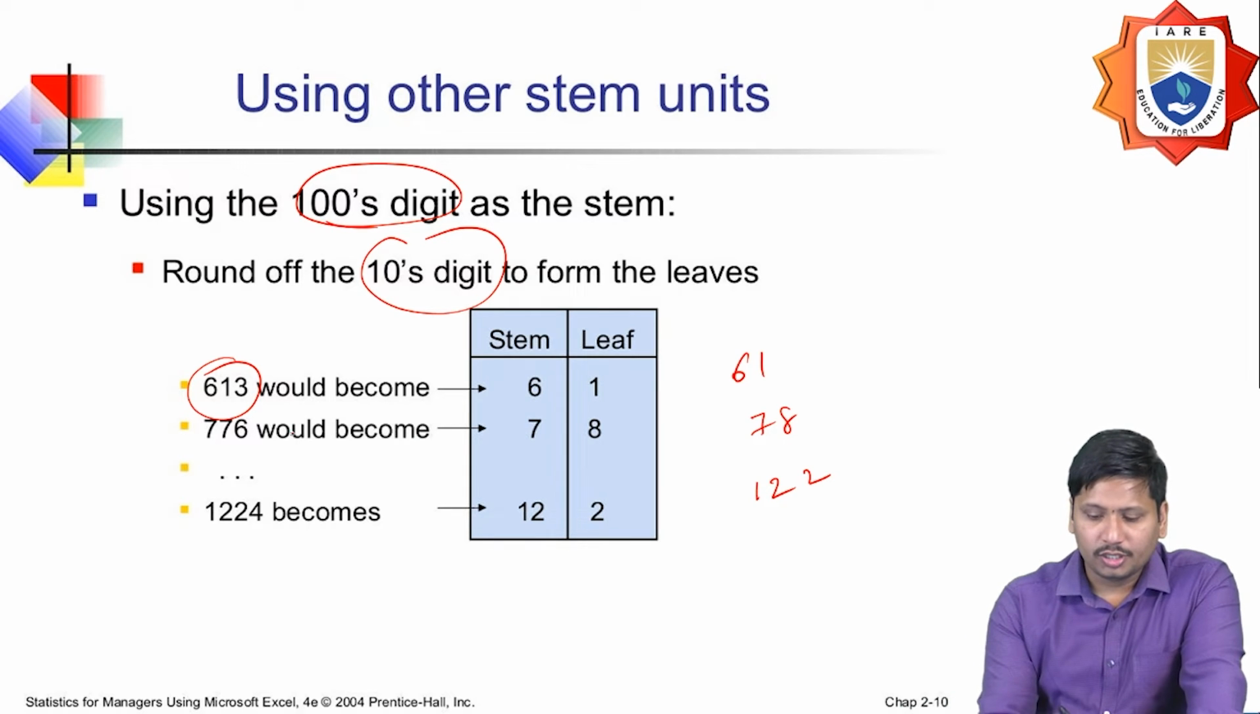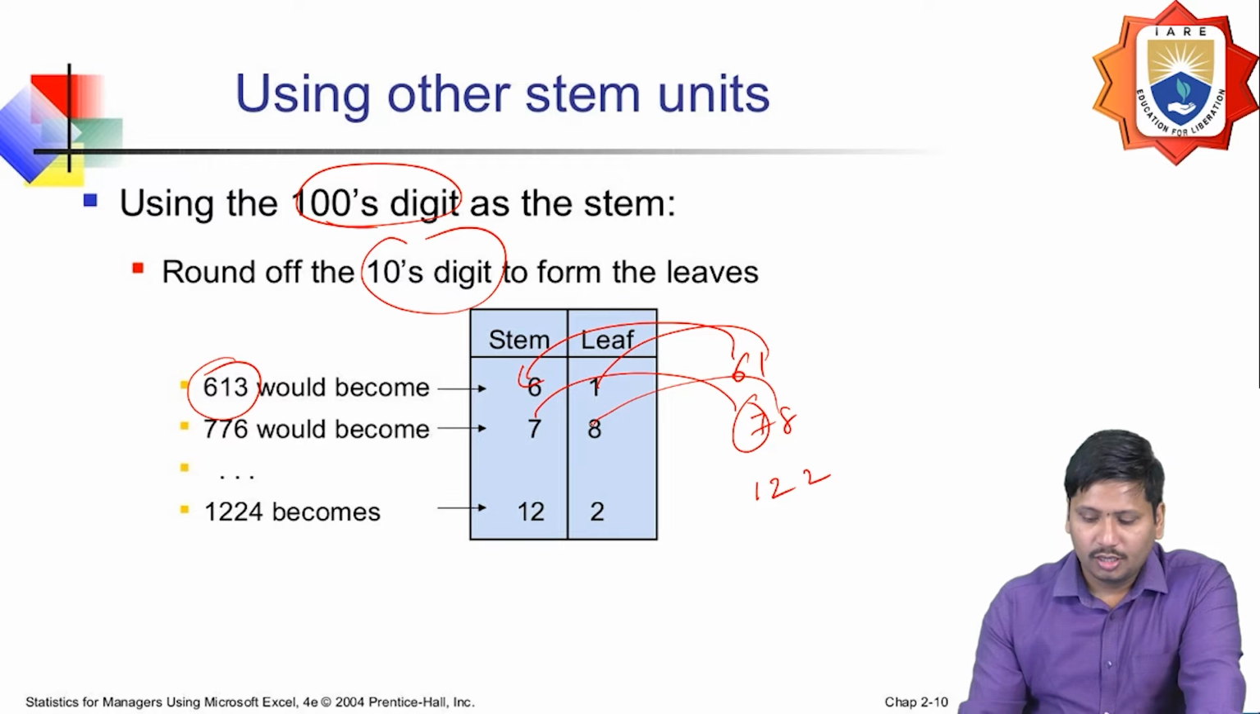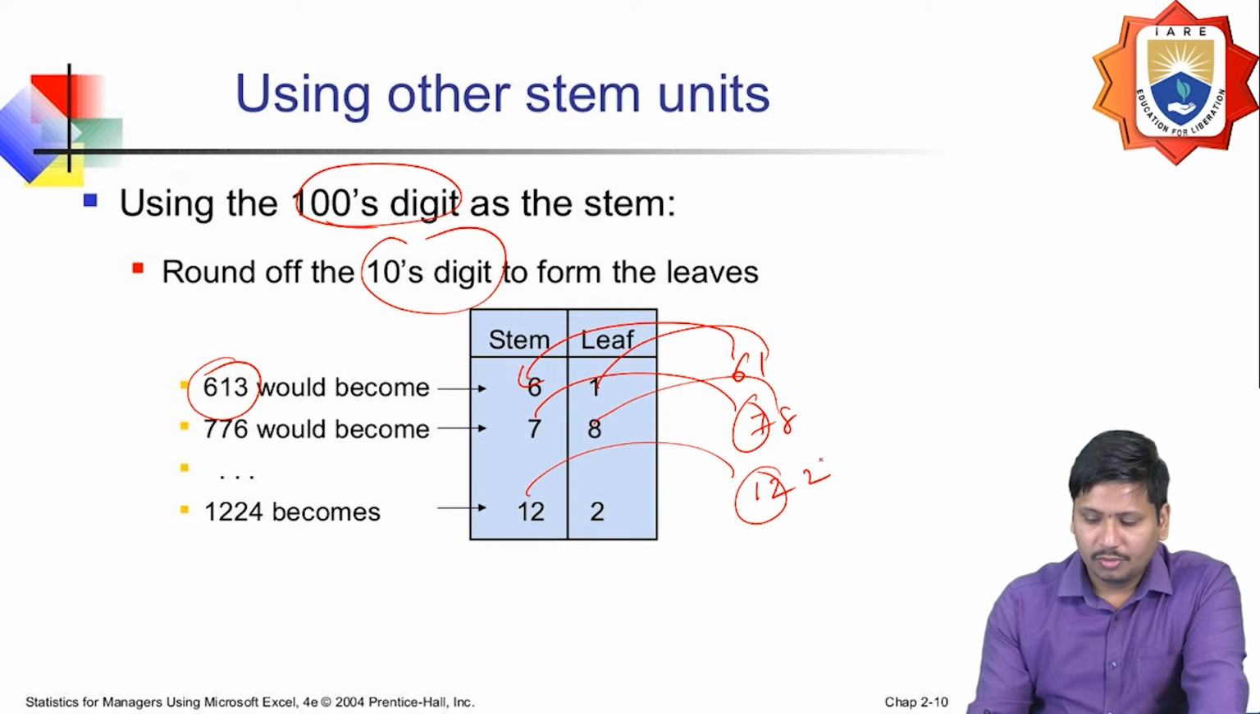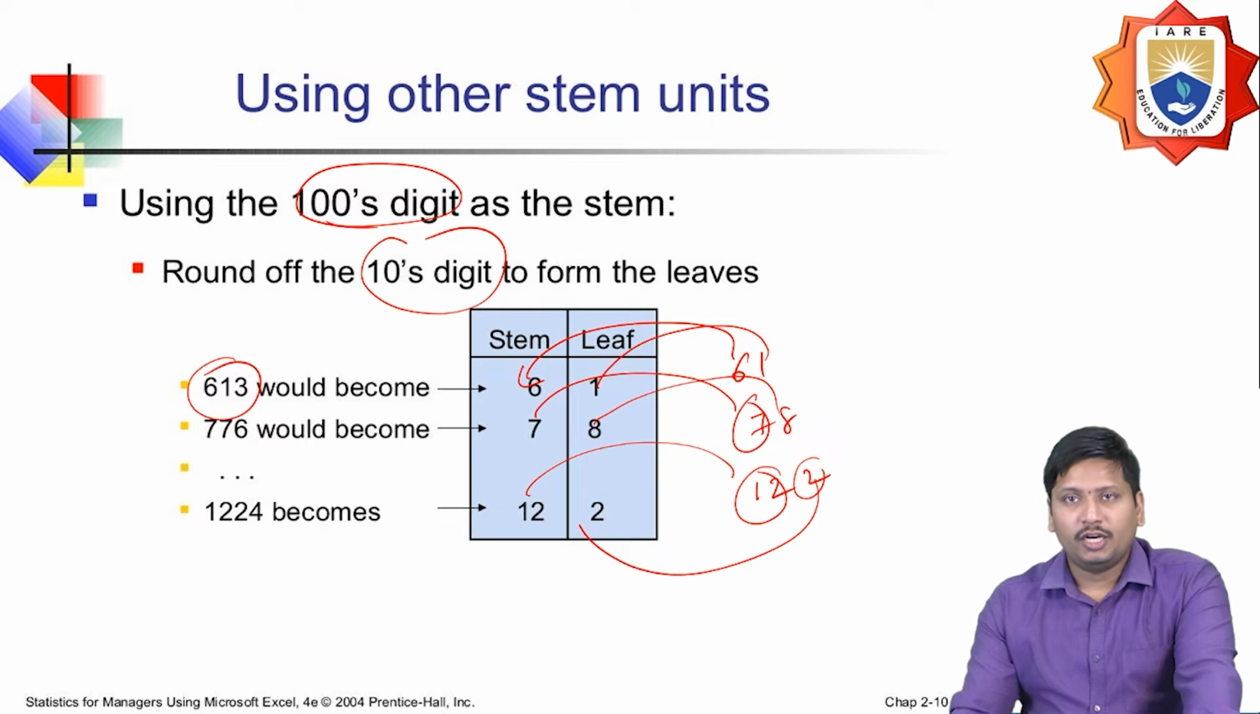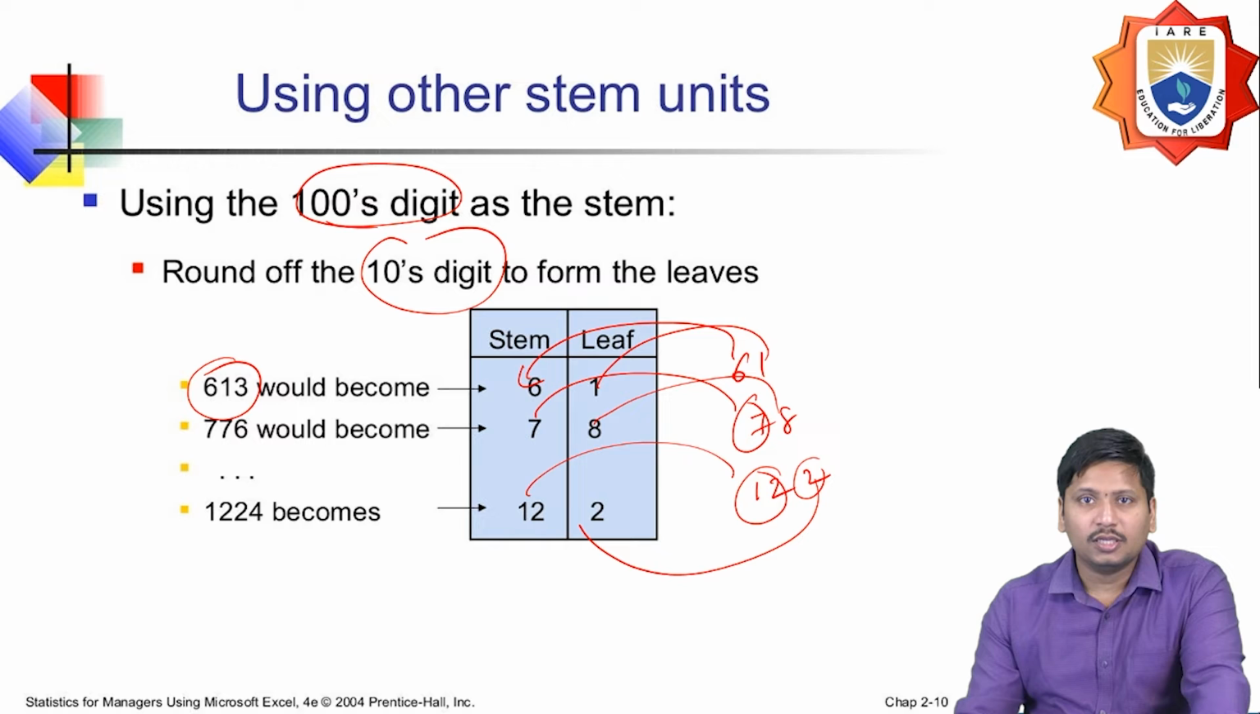What should the stem be here? 6, and the leaf should be 1. Similarly, the stem should become 7 and the leaf should become 8. And 20 should become the stem and 0 the leaf. Like this, I have to construct it for any kind of number by rounding the values first, and then constructing the stem and leaf diagram.